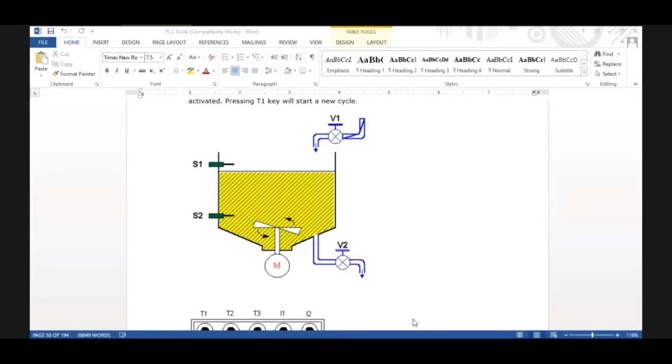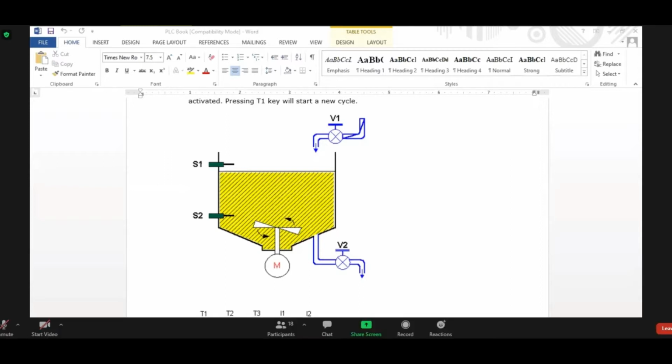So what are my inputs? That's the first thing that we have to determine. So start and stop. Start and stop. And the sensors. All right. Which ones?